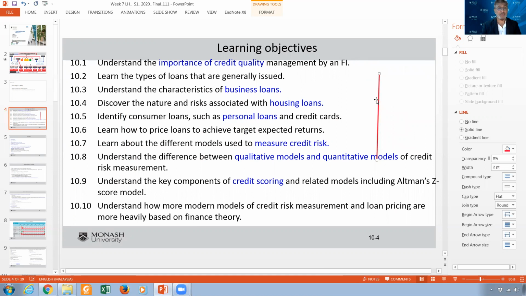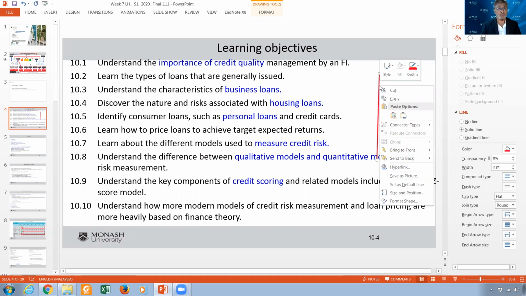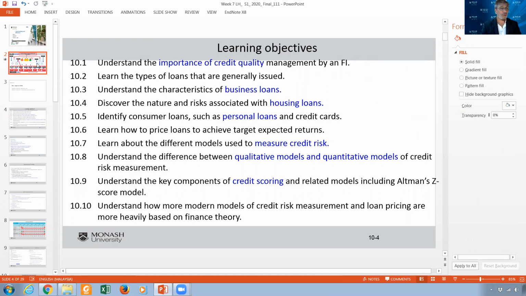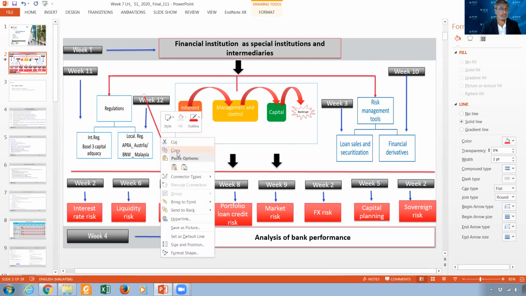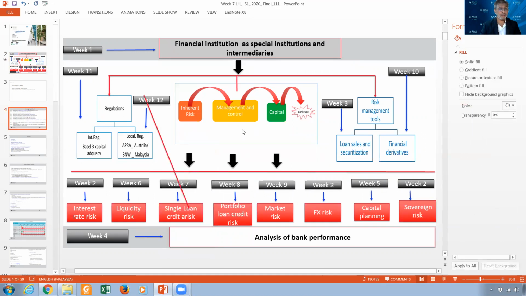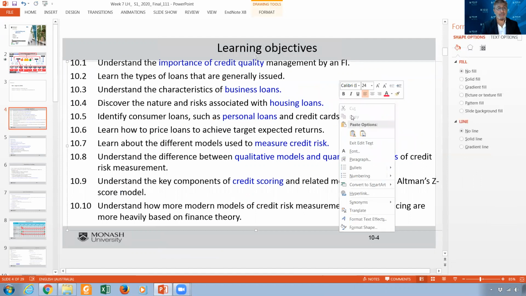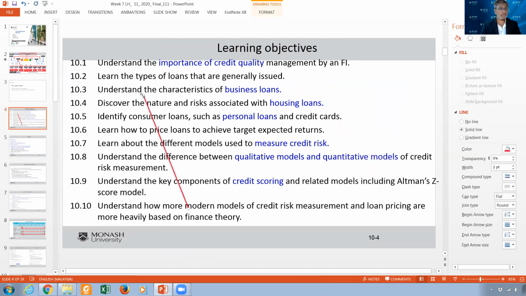The most important thing is the pricing. If you look at the pricing, let me just take this arrow, it helps me. So we are talking about the pricing, which is one of the most important issues after we know the loans. And the pricing is part of what we call the contract.